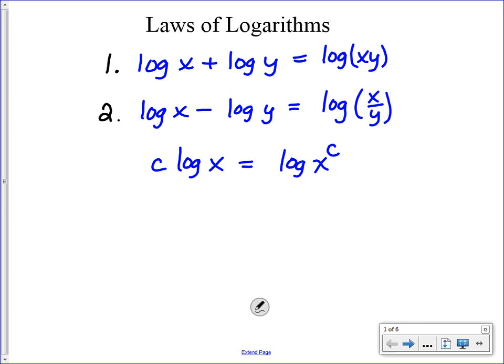The second property says if you are subtracting logarithms, so for instance, we have log of x minus log of y, that is going to equal the log of x divided by y. And then the third law or property has to do with multiplying a logarithm by a constant. So here we have c times the log of x, and that is equal to the log of x to the c power. So you can actually move that constant to an exponent.